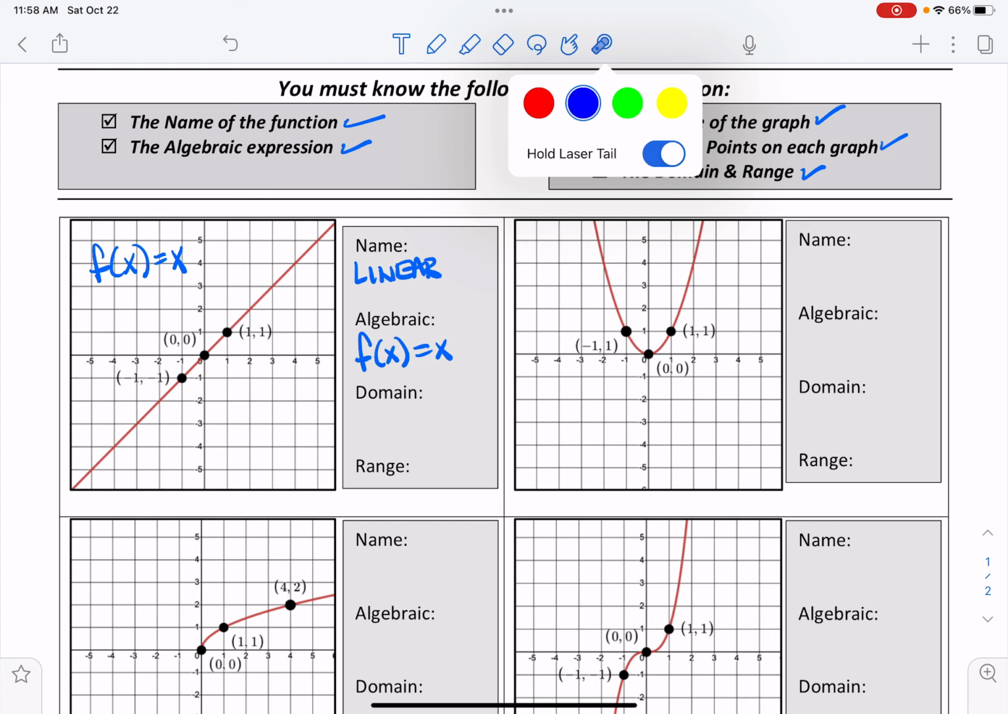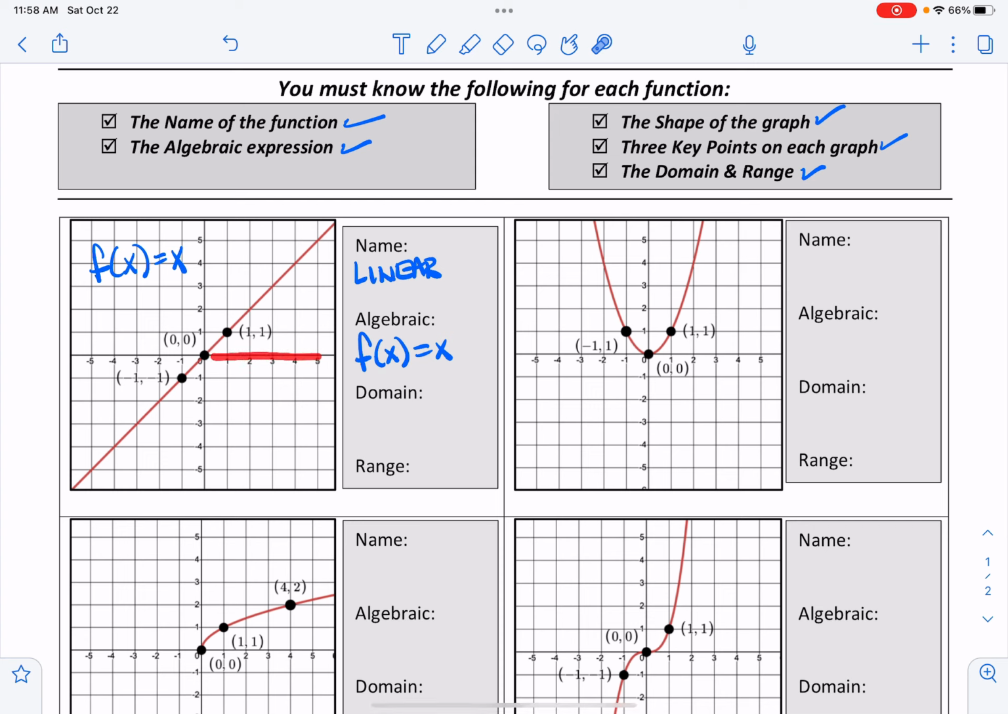For domain and range stuff, we've talked about this in this unit. So domain is all the x values. So as you're cruising along the x-axis, is there any spot that I cannot point to on the graph? Doesn't seem like it. Same thing here. Every single spot is looking pretty good. So the domain for this is actually all real numbers.